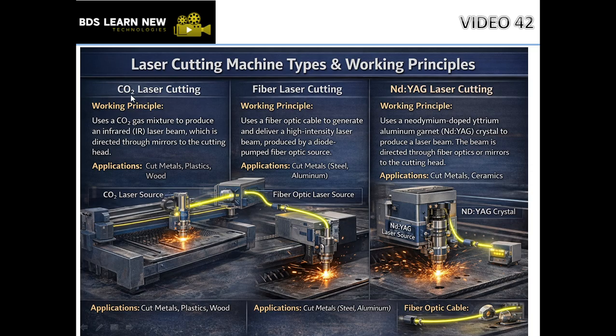First of all, we have CO2 laser cutting. What is the working principle? It uses a CO2 gas mixture to produce an infrared IR laser beam which is directed through mirrors to the cutting head. The applications are to cut metals, plastic, and wood. This is a CO2 laser source.